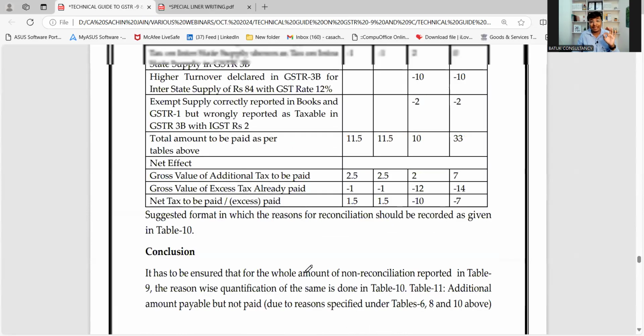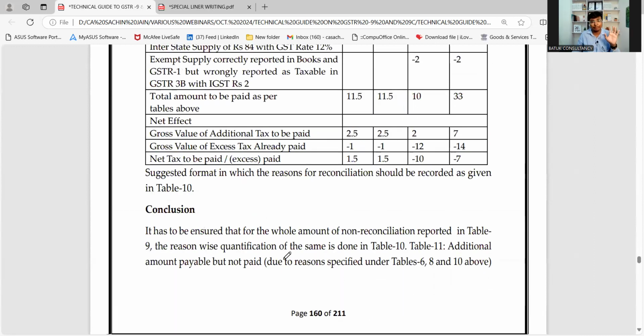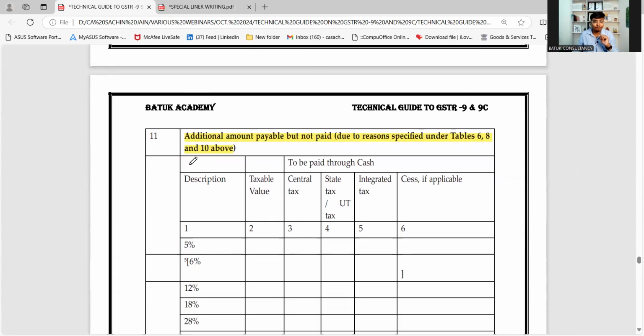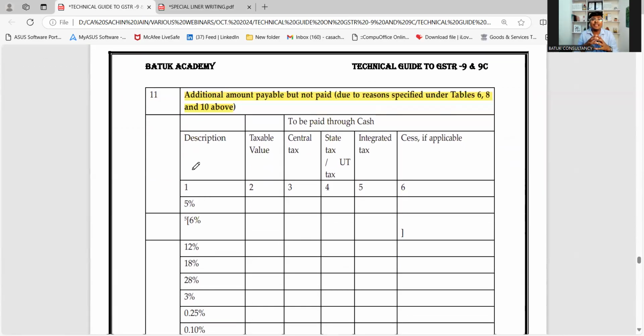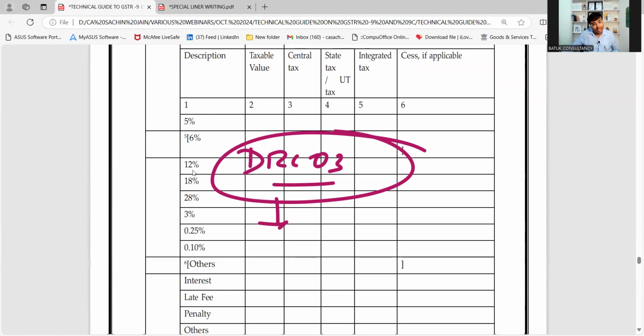Okay. There is one practical example also there related to the reconciliation of tax liability. You can check. Although we have already covered the same in our example. Now, if there is any additional amount payable due to that reconciliation of tax liability, which we have already done, suppose there is any tax payable but you have not made the payment and you are supposed to make the payment in GSTR-9C, in that case you just need to put it here and pay it through the DRC-03 through the cash ledger.